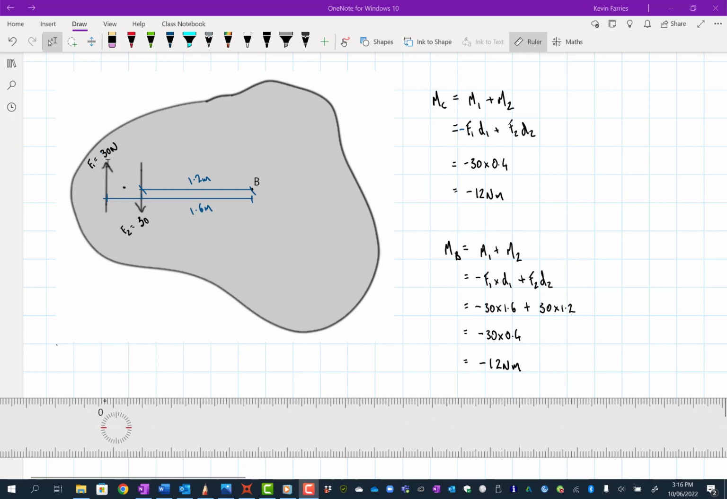But these were a bit of a special case. We've always got them aligned with either the x or y axes. So we'll just do one more example just to show that this is always true. X and y components are always going to cancel out and your moment is always going to be the same.